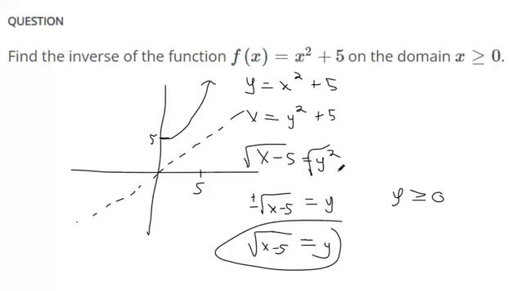You're going to want to watch out for that though, because if they said the domain was x is less than or equal to 0, then I need y in my inverse to be less than or equal to 0 because the y's and the x's are switched in an inverse function. And if it said this, I would need to pick the negative option. This would be my answer. Okay, but the function they want is this right here.